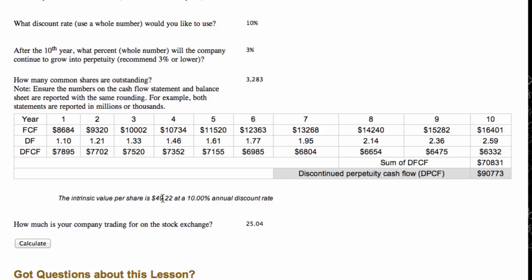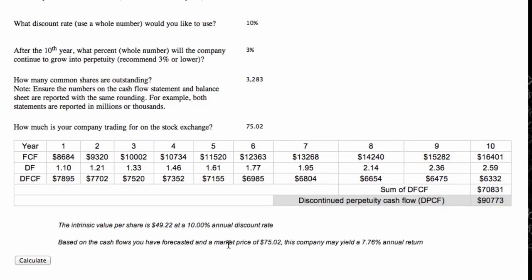So we added a final step in here that doesn't force you to go through trial and error by adjusting this discount rate up here until it equals the market price. All you've got to do is input this last field. It says, how much is your company currently trading for on the stock exchange? And that's where we would enter $75.02. When we hit calculate, it's going to tell us the discount rate that gives us that market price. Okay, so when we do that, it says based on the cash flows you have forecasted and a market price of $75.02, this company may yield 7.76% annually.